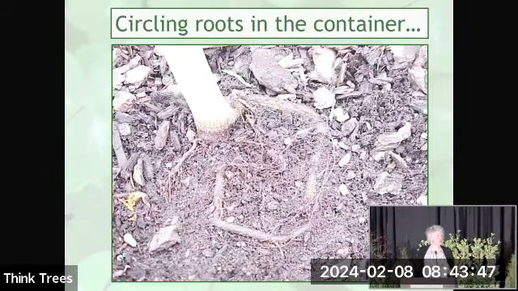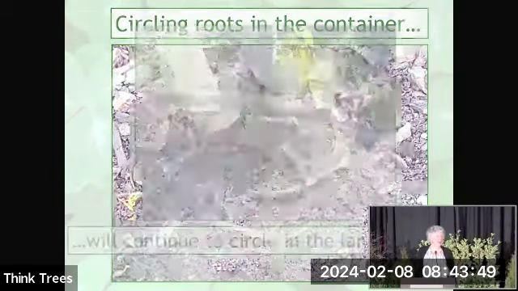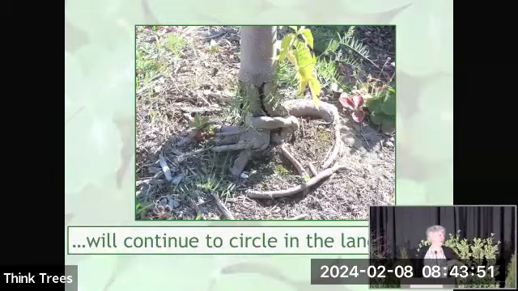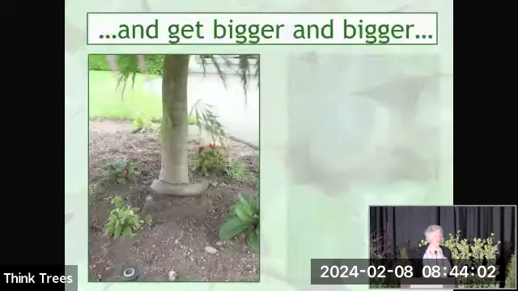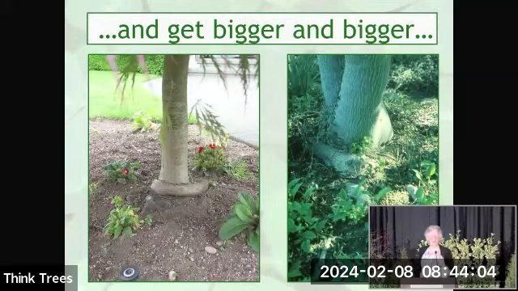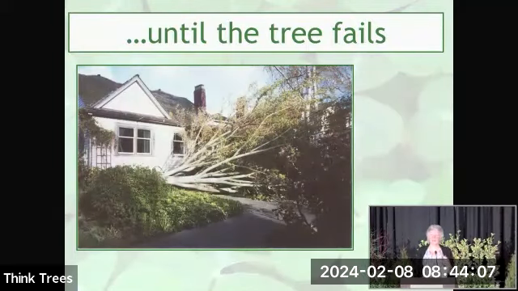If you have circling roots in a container like this, they're going to continue to do that in the landscape. They will not straighten out. And I think a lot of people don't realize that. They think that somehow they're just going to start growing outwards. Well, new roots might, but these circling roots will stay there, and they will continue to circle and get bigger and bigger until the tree fails. And this is completely avoidable.